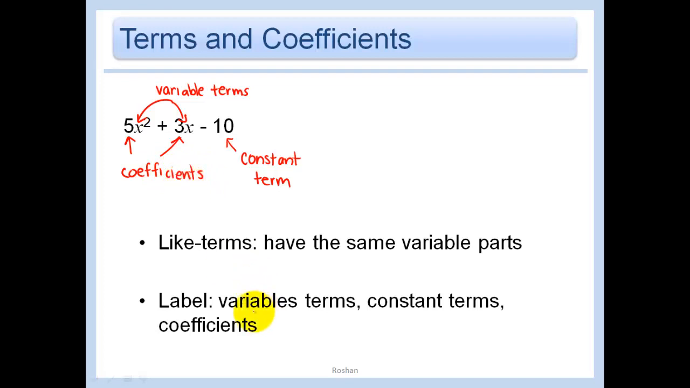All right. And what about like terms? What are like terms? They have the same variable parts. So do we have any like terms in this example? We have no like terms in this example. What would an example of like terms be? If you had maybe a 5x squared and a 3x squared instead of just 3x, then you would have had like terms. Or like a 7x and a 3x. Those would be like terms. Or a 7 and a 3. Those would be constants.